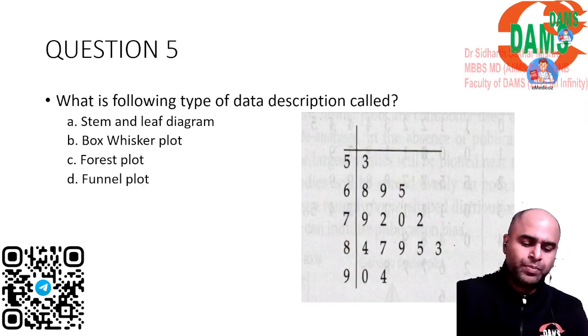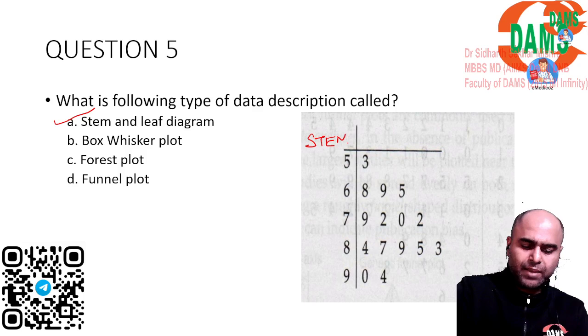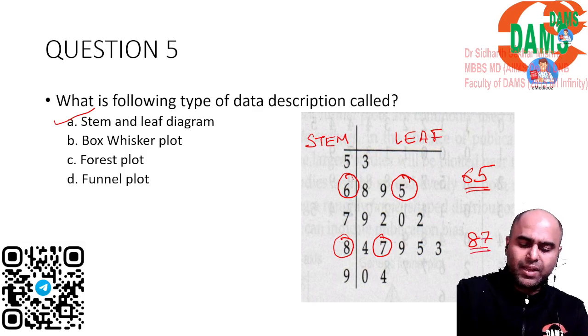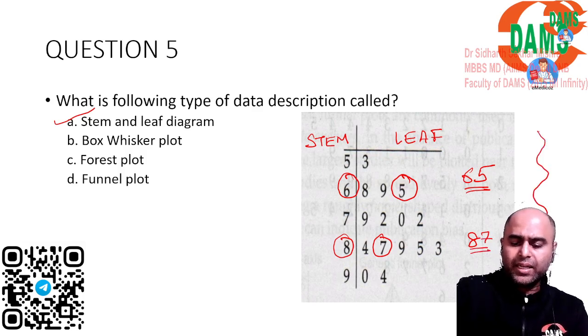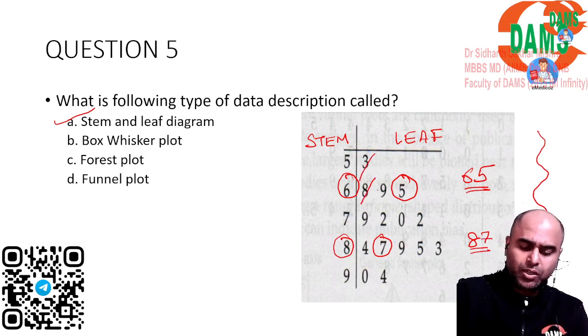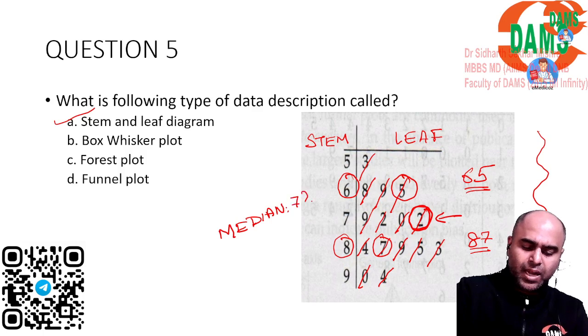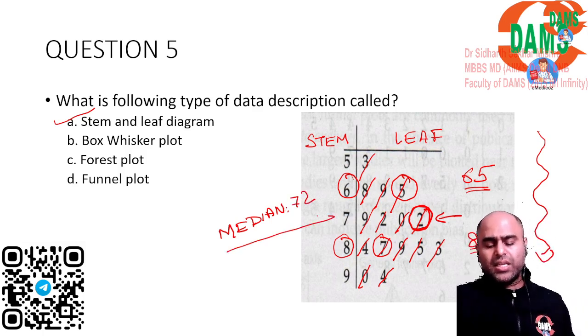Q2 is the median. This, my dear students, is a stem and leaf plot. The first digit is the stem, the second digit is the leaf. So suppose I circle this, 6 5 will be 65. I circle this, 8 7 is 87. Now how will you calculate the median? It is arranged in ascending order. So 1 2 3 4 5 6 7 8, 1 2 3 4 5 6 7 8. So you can see 72 is the middle number, so my median will be 72. Basically, what I have done is just counted the middle number because it is arranged in ascending order.